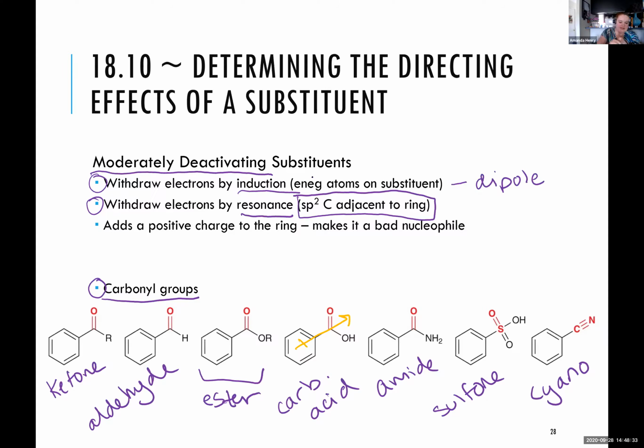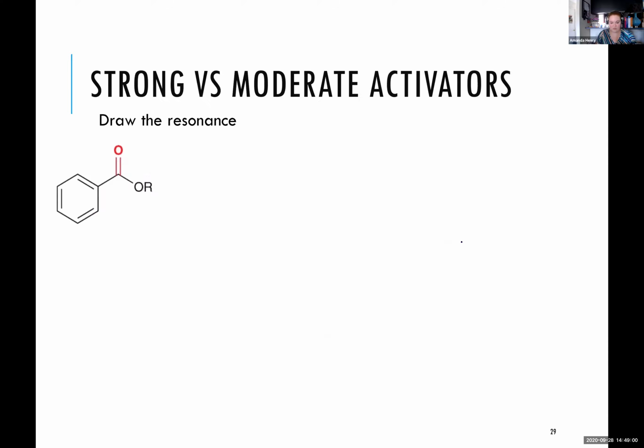And then our last bullet point here, which we will see on the next slide, but remember these are our deactivators, so they're making the benzene less reactive. It's going to add a positive charge to the ring. If it's withdrawing electrons from the ring, it's making it more positive, and that's not going to be good if we're trying to react it as a nucleophile. So we're going to look at the resonance for this ester group.